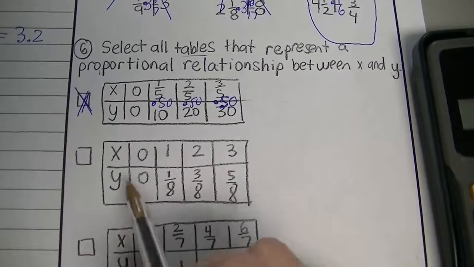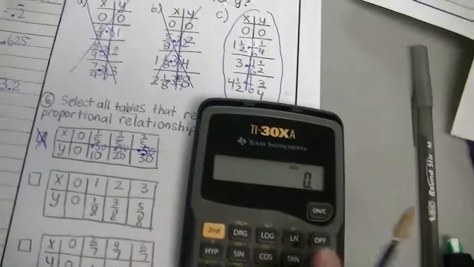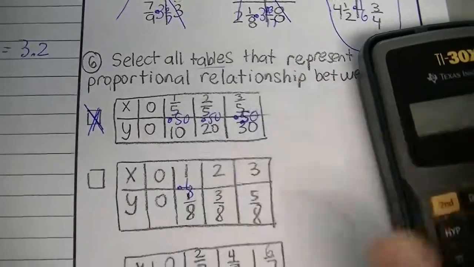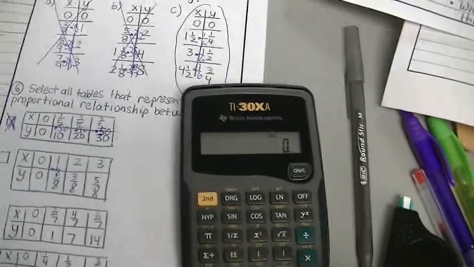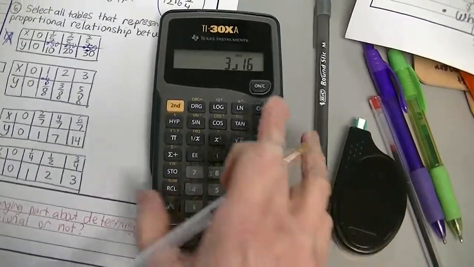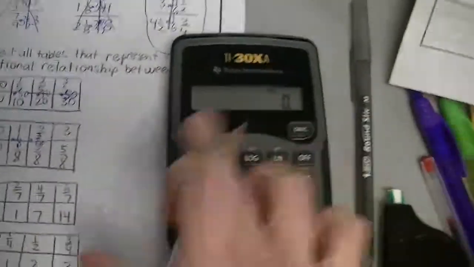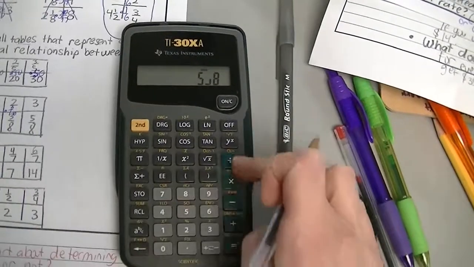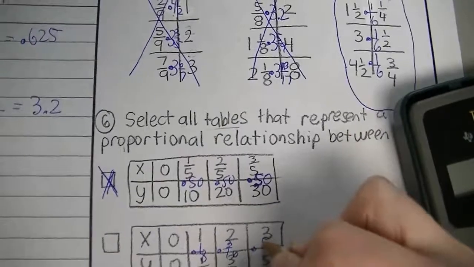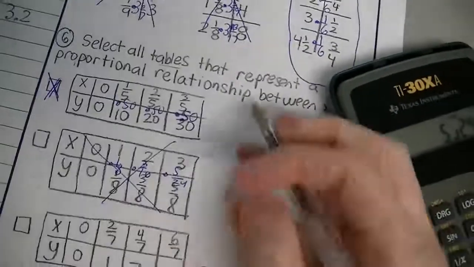Okay, 1/8 divided by 1, because it's y divided by x. 1/8 divided by 1, well, that's 1/8. Actually, I can do that in my head. 3/8 divided by 2 is 3/16. Okay, 5/8 divided by 3 is 5/24. That's not 1/8 or 3/16. So nope.